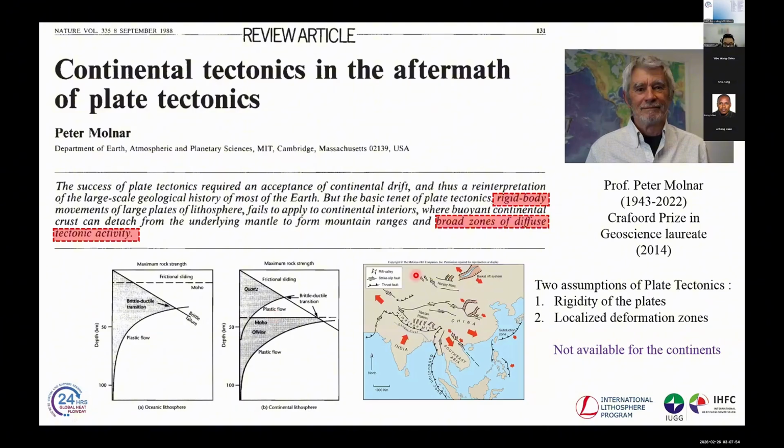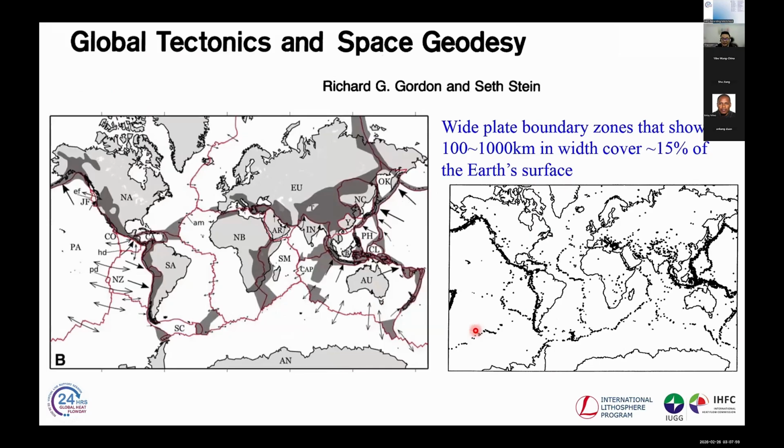So this is not available for the continental. In the 1980s, with the application of space geodesy, which made it more reliable to observe crustal deformation, as we can see in this picture, a lot of the deformation zones are quite large. It's even wider than 1,000 kilometers.